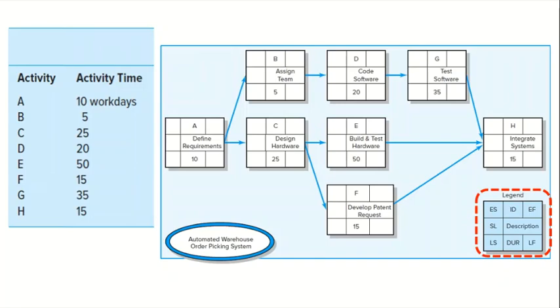ES stands for early start. ID is the ID of that activity, which can be A, B, C, D, or 1, 2, 3, 4, 5. EF stands for early finish. SL stands for slack or float time. LS stands for late start, then the duration of each activity, and LF is the late finish of that activity.